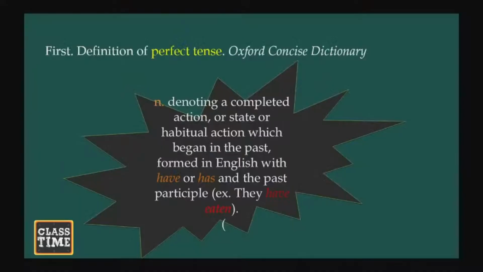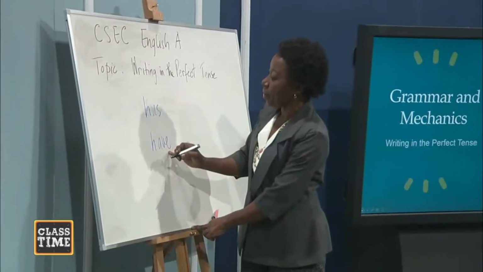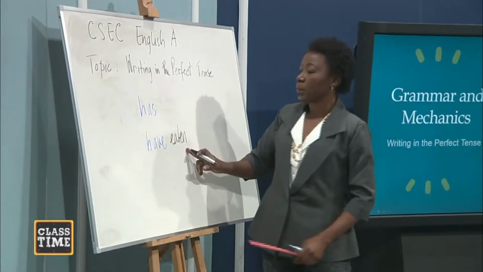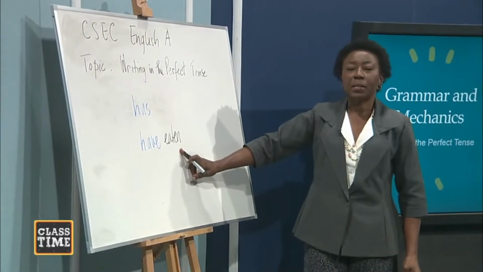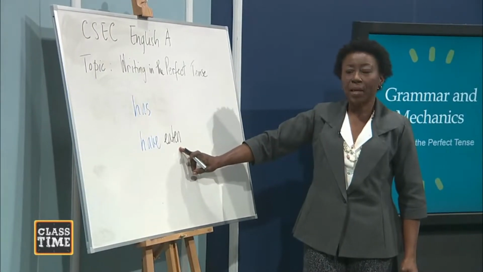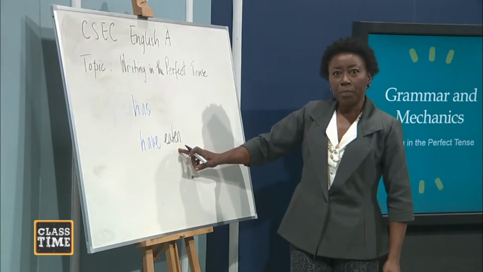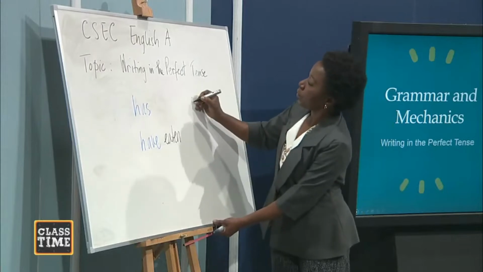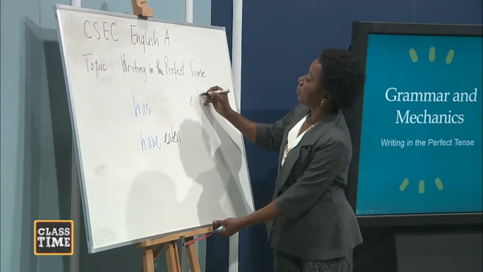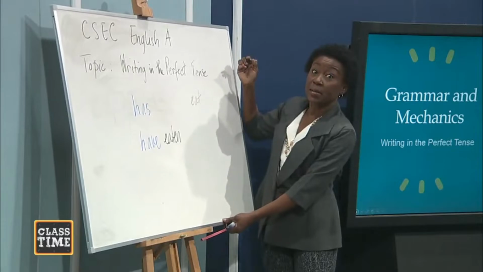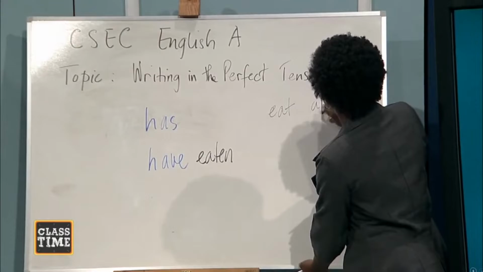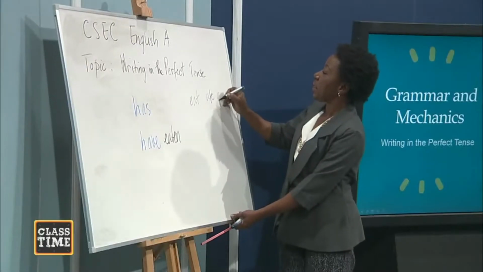So back to the board now. So they have and eaten is the participle form, okay? So where does this come from? Eat, okay, eat, present tense, yes, correct. Ate, and eaten.